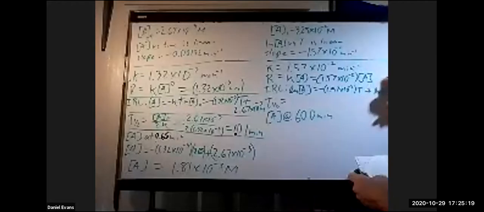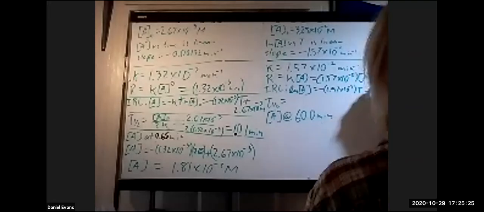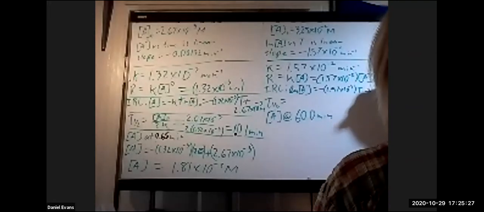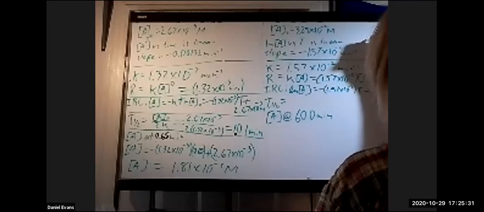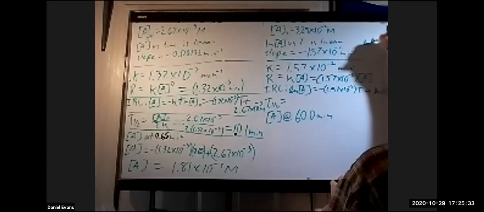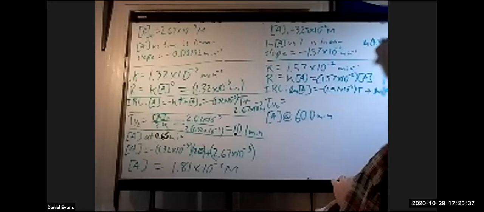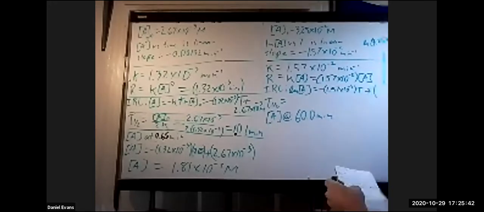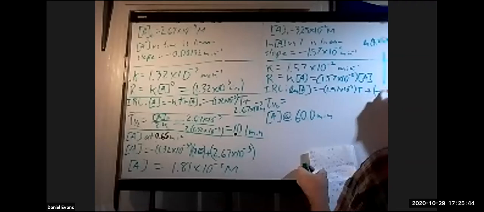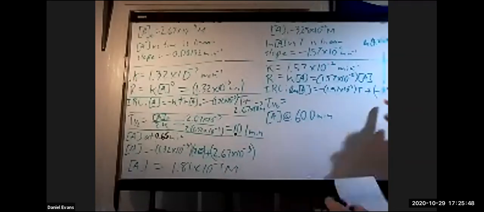I didn't write out the two steps here. So for this number, natural log of the 3.25 times 10 to the minus 2. So we'll put the actual number in, and that is a minus 3.427. So that'll be our intercept.